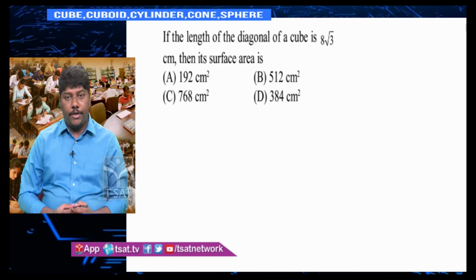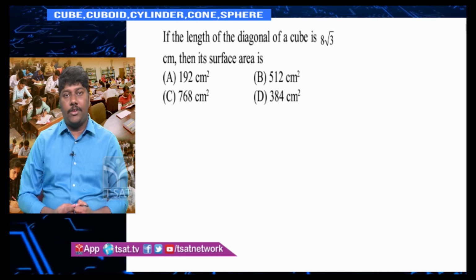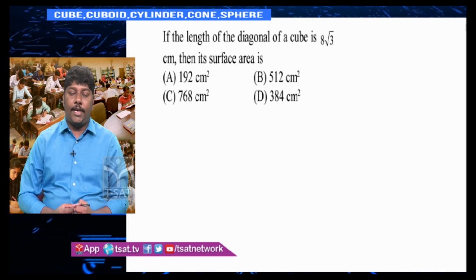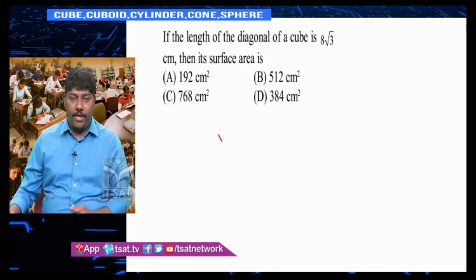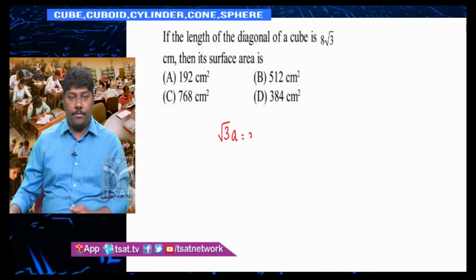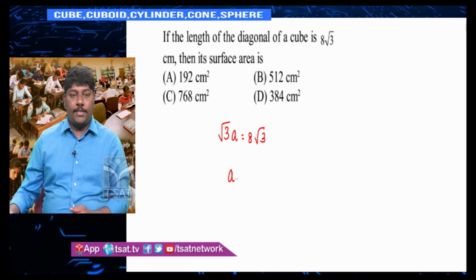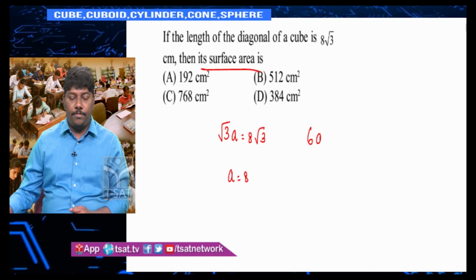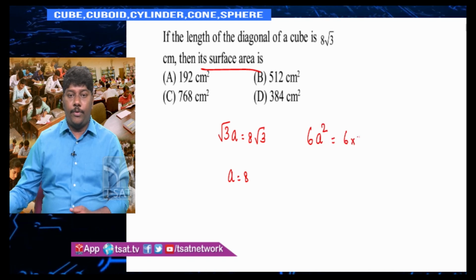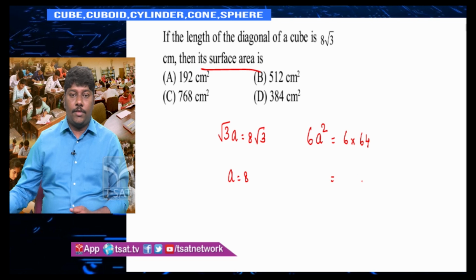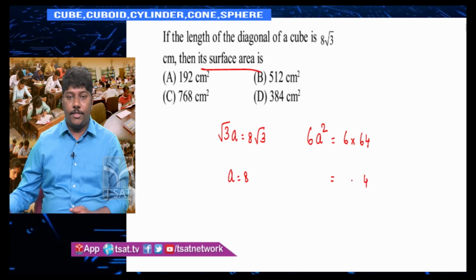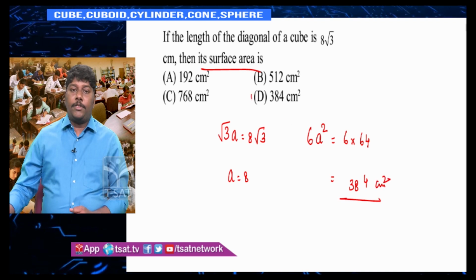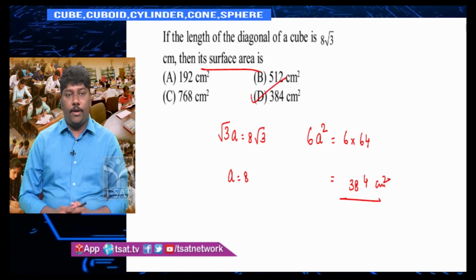If the length of the diagonal of the cube is 8 root 3, actually the diagonal of the cube formula is root 3a, equal to the diagonal. So here diagonal is 8 root 3. So root 3a is equal to 8 root 3. Root 3 cancels, a is 8. Then its surface area is 6a square, since it's a cube. 6 into a square, that is 64. 6 4s are 24, 36 plus 2, 384 centimeter square is the surface area of the cube given.